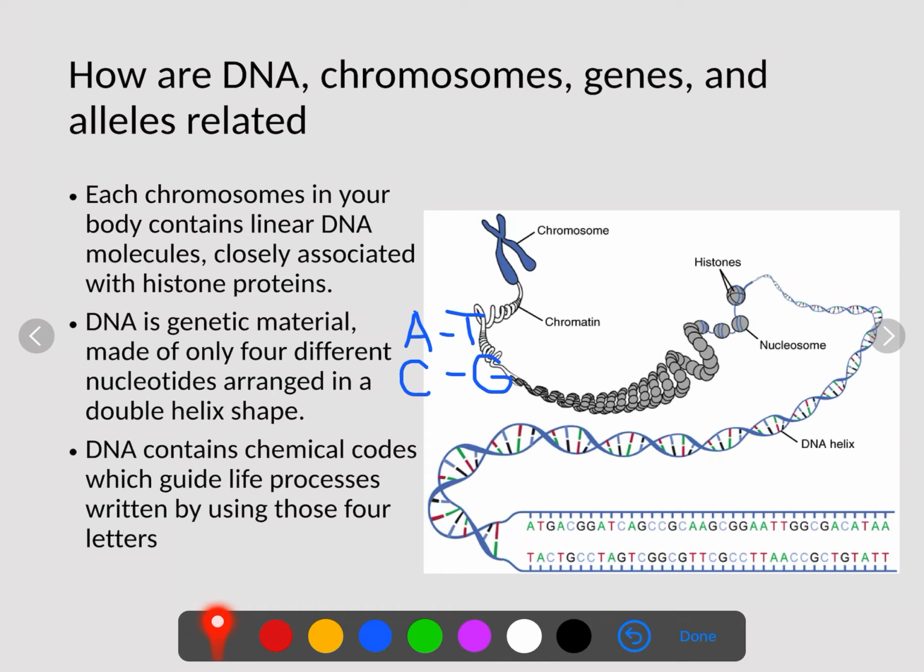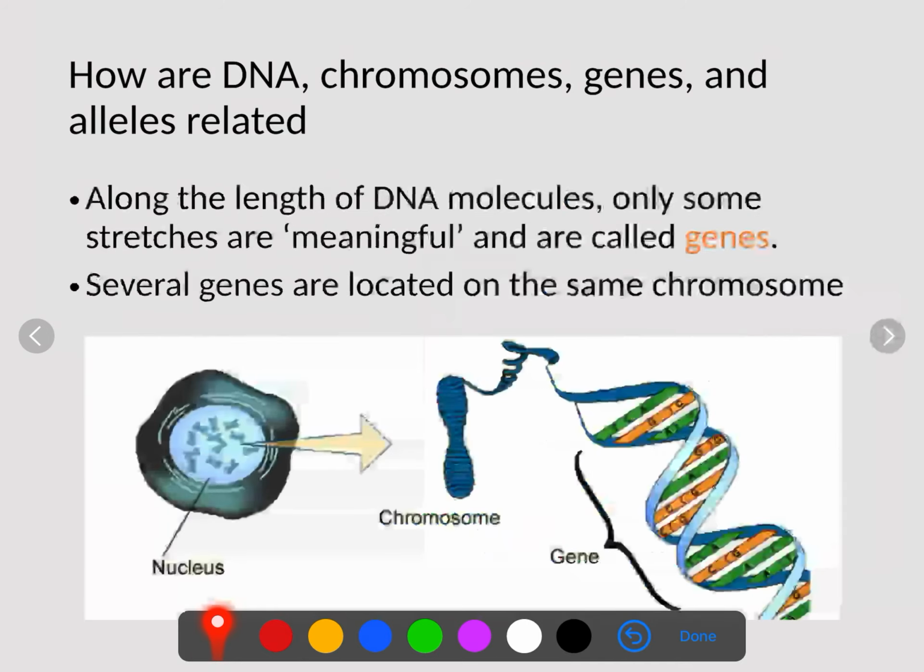Now, DNA contains chemical codes which guide life processes, written by using only these four letters of A's, T's, C's, and G's. These four letters are arranged in different variations, and those different variations determine what an individual is going to look like, act like, think like, and again, all stored in a molecule called DNA.